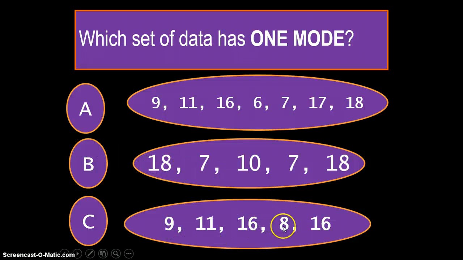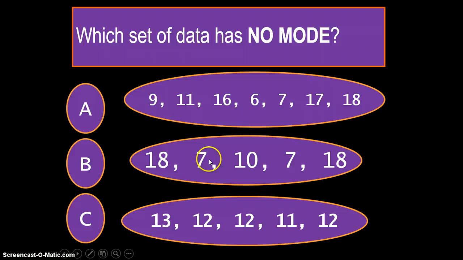9, 11, 16, 8, 16. This one has 2 16s. Oh, this one up here has 2 18s. So 18, 18, 7. This has 2 modes. This only has 1. So our answer is C. So I made a little mistake. I didn't notice the 18s. That's another reason why when you get a set of data, putting it in order right away is a good idea.